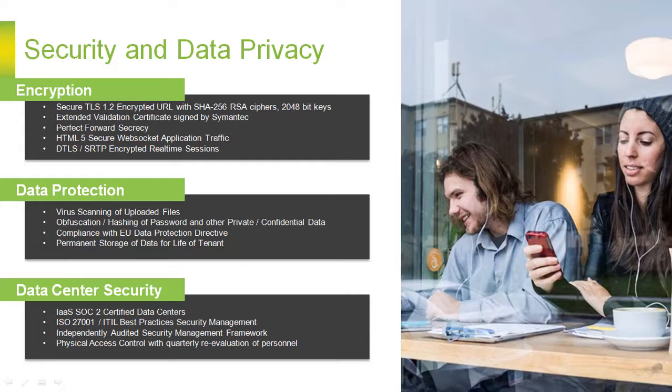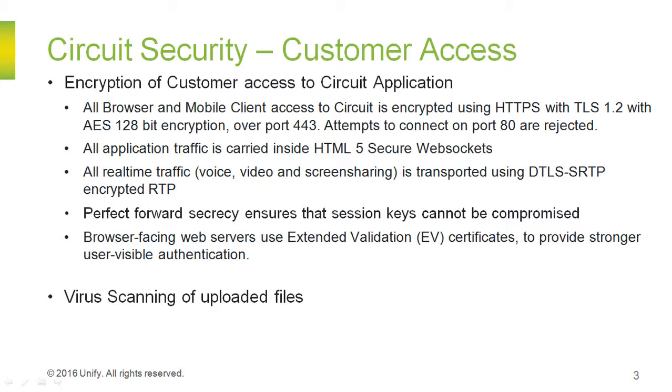Circuit is a cloud service, but it's delivered with a focus on data protection and privacy. Circuit's service delivery model is structured around three data principles: encryption, data protection, and data center security. Here you'll see the various aspects of encryption. Encryption of the browser signaling through Transport Layer Security, or TLS. Secure WebSockets. Real-time traffic encryption through SRTP, Secure Real-Time Transport Protocol. Session key protection. And strong authentication of browser sessions.